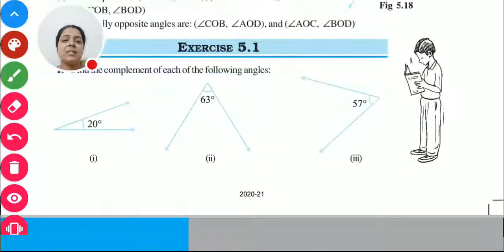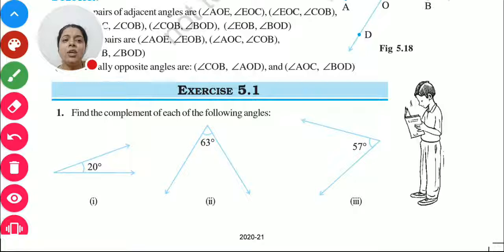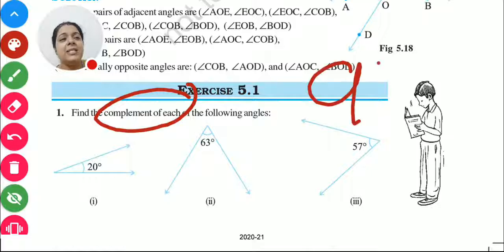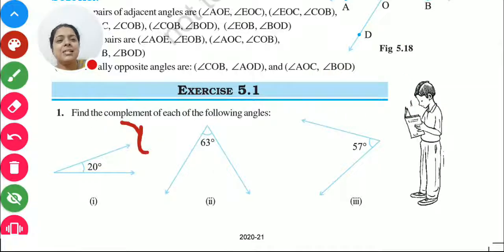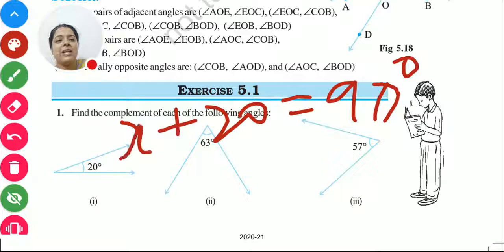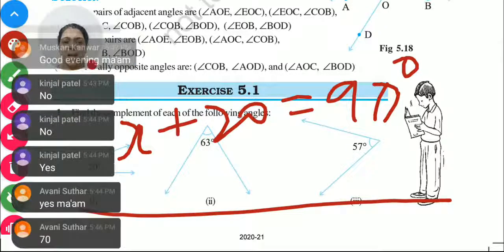Now we'll go for exercise 5.1. So you have to check. Find the complement of each of the following angles. When we talk about complement, what does it mean? The sum total is supposed to be 90 degrees. So you just take that formula, x plus 20 is equal to 90, and find out the value. On the basis of that, you just write down the answer.